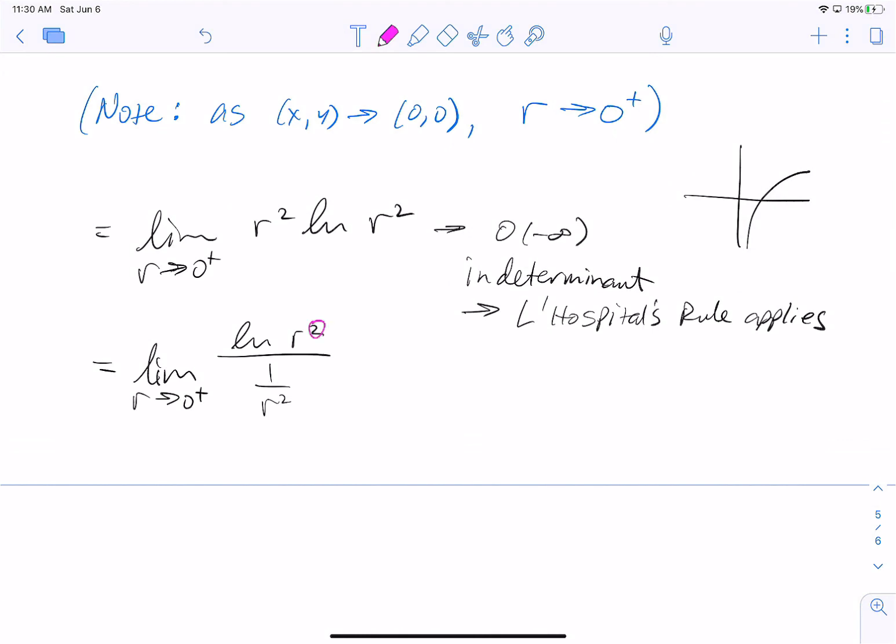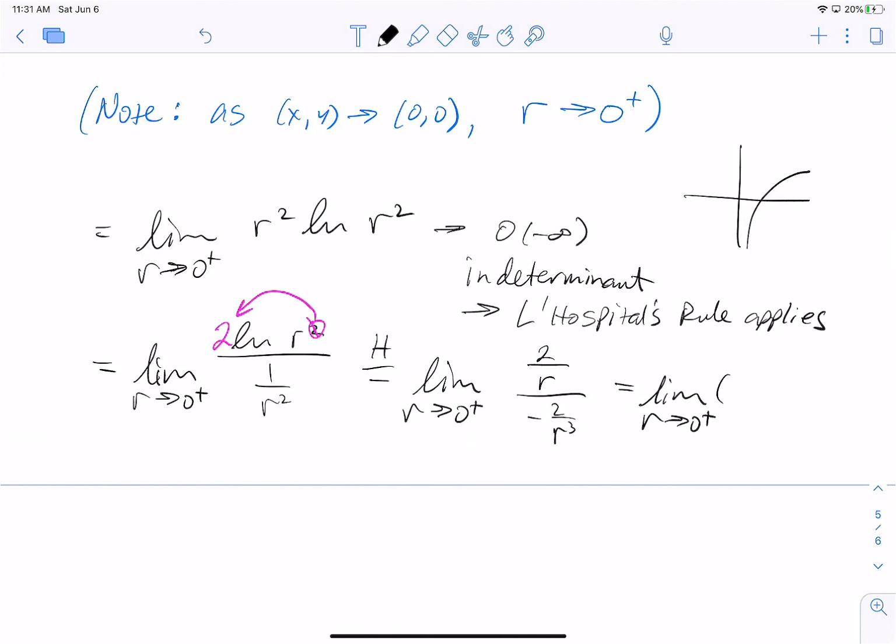Before I take any derivatives, though, I'm going to use the property of logarithms that says that if my argument is r squared, then that squared can become a coefficient of the natural log. Now, applying L'Hopital's rule will give us that we have the limit as r approaches 0 from the positive side of 2 over r divided by negative 2 over r cubed, which simplifies to the limit as r approaches 0 from the positive side of negative r squared, which is equal to 0.